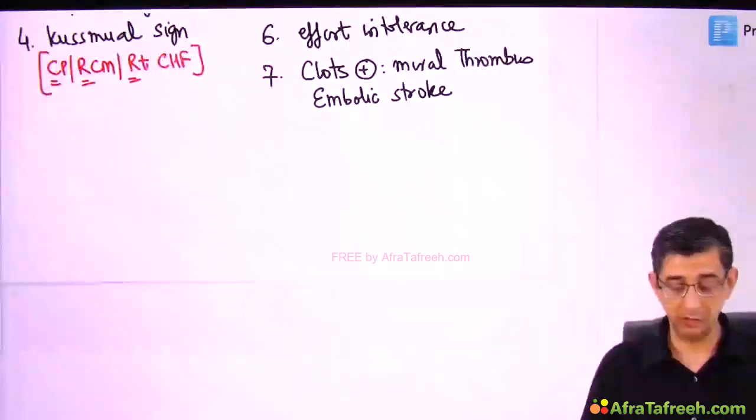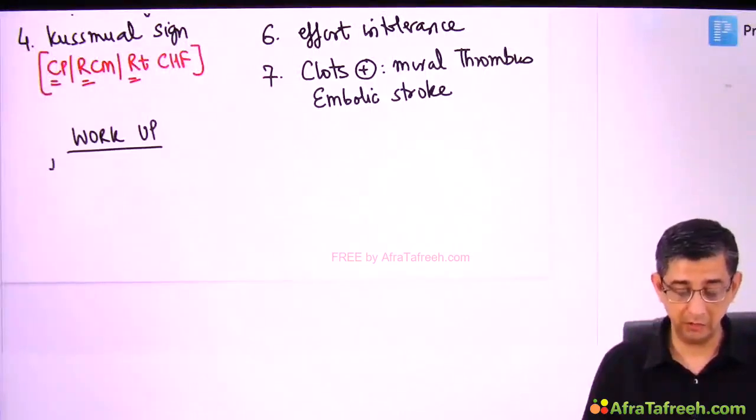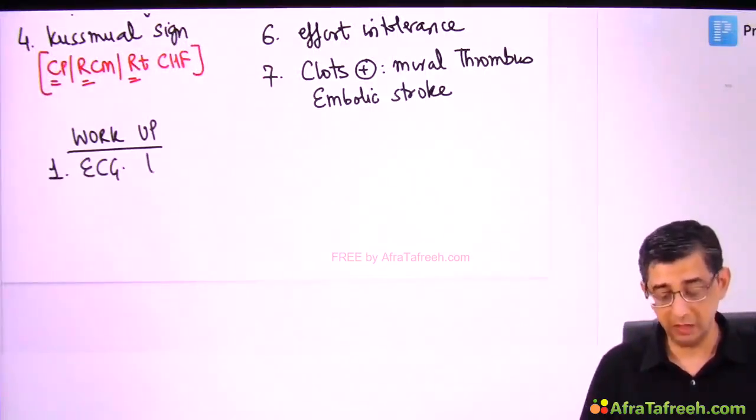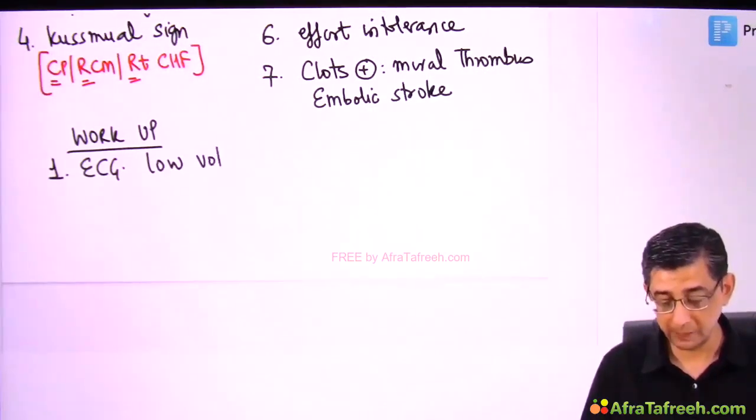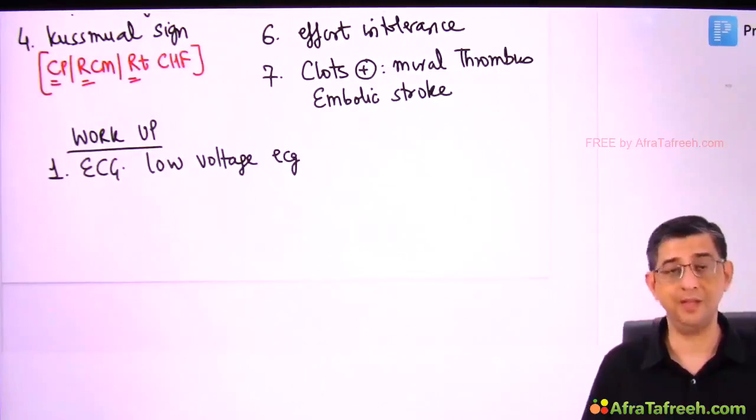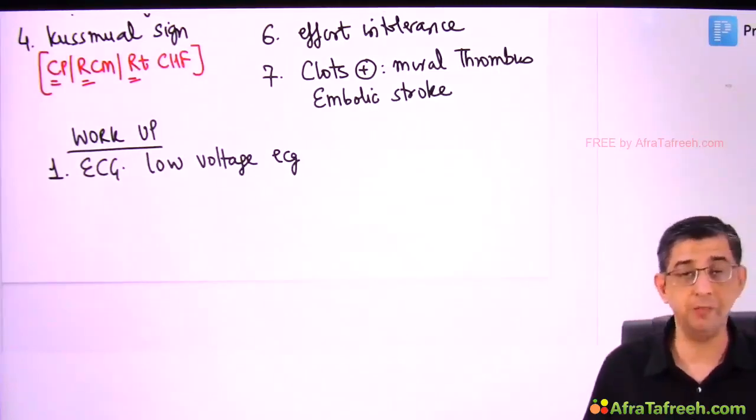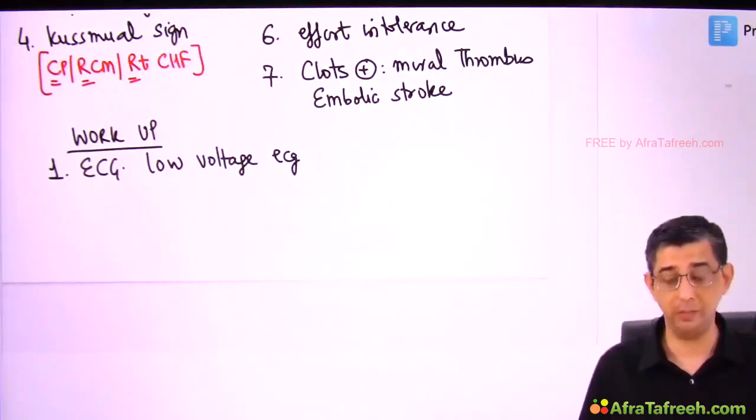Coming to the workup of these patients, the first investigation that I would like to do in this case would be an ECG. This ECG will be revealing evidence of low voltage ECG. Now, low voltage ECG is defined as the sum of the R and the S wave in the limb leads being less than 5 millimeter, and in the chest leads being less than 10 millimeter.